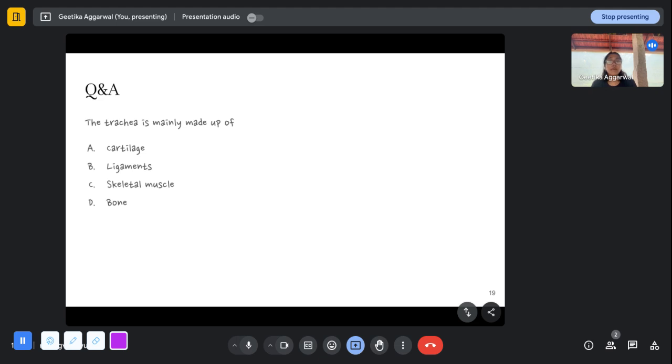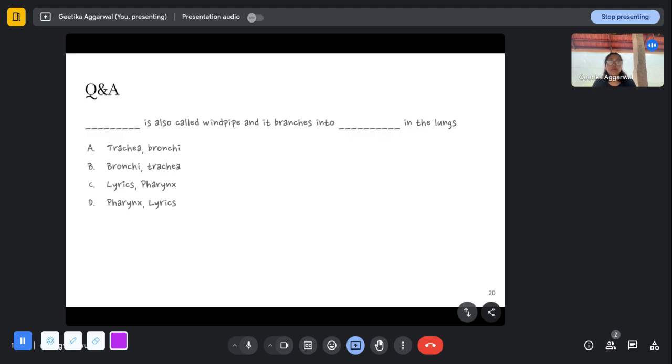The trachea is mainly made up of what of the following? Is it made up of cartilage, ligament, skeletal muscle, or bone? Because it can expand, it can undergo expansion. That is why it should be obvious to all of you that trachea is actually made up of cartilage, because bones cannot actually expand, and skeletal muscle and ligaments are also not something that make up the trachea.